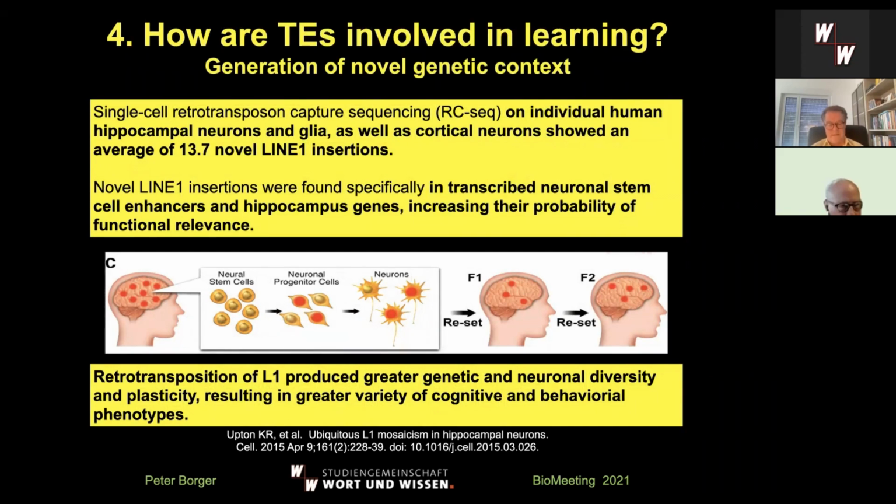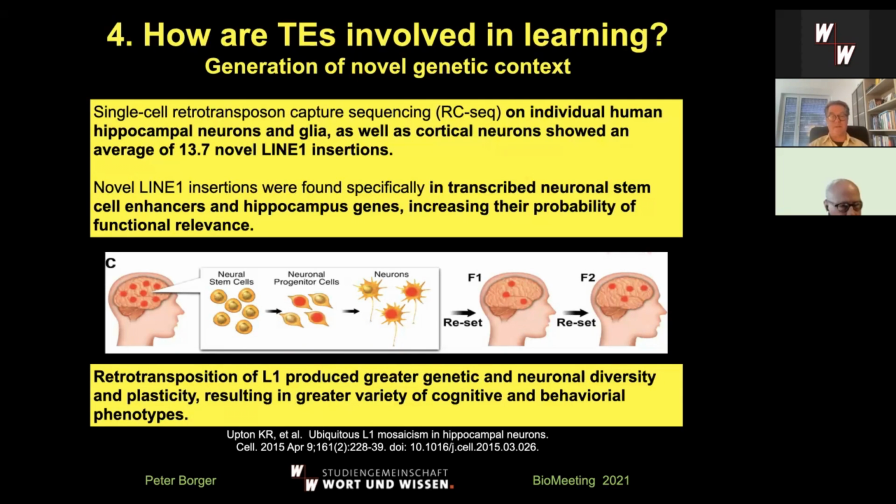And this is one of the experiments that was carried out in those days. What they did is single-cell retrotransposon capture sequencing. They sequenced individual brain cells, hippocampal neurons and glia cells, as well as cortical neurons. And they showed an average of about 14 novel LINE insertions here.